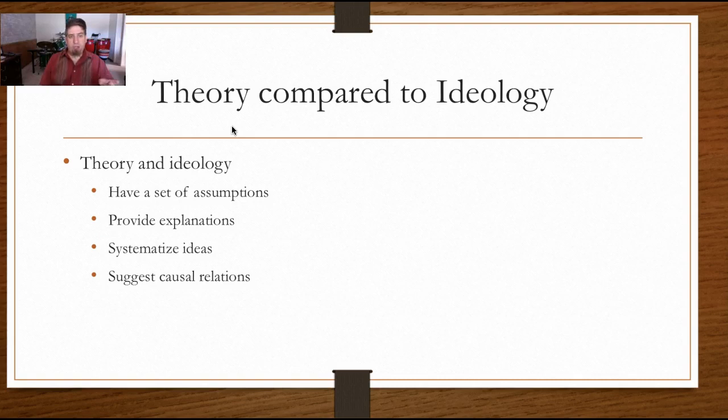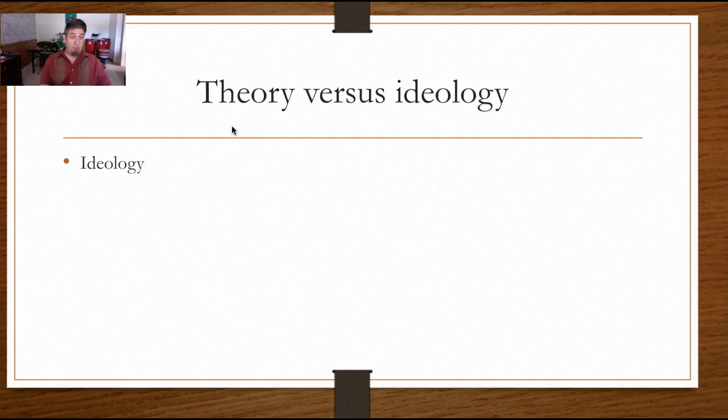Both theory and ideology have a set of assumptions about the social world. All theories will perhaps at their base have some kind of assumption, perhaps even about human nature, that human beings interact, and so forth. There's going to be lots of assumptions that they don't need to necessarily go in depth to explain. They provide explanations. Both theory and ideology provide a set of explanations. They systematize ideas, and they suggest a set of causal relations. Now, this is really on the surface. We can dig deeper and see that there are some big differences between theory and ideology.